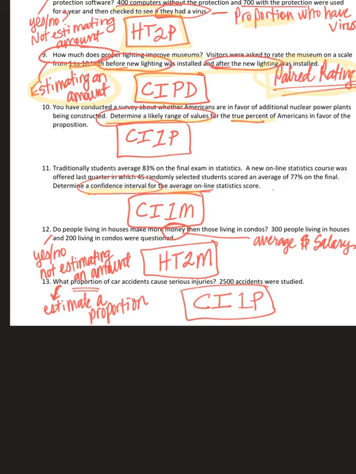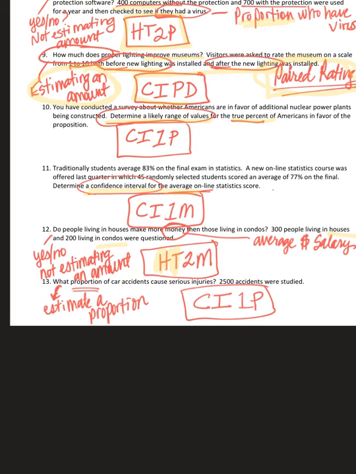Number 12, do people living in houses make more money? Okay, so it's not asking you how much more do they make. How much more do they make would be a confidence interval. It wants to know, do they make more? Yes or no? We're not estimating. That's a hypothesis test for two separate means. Those who live in houses versus those who live in condos.